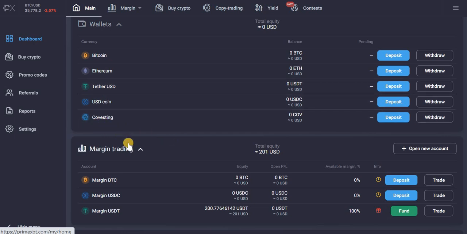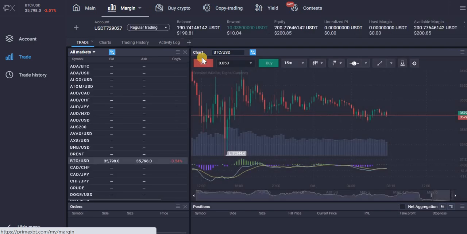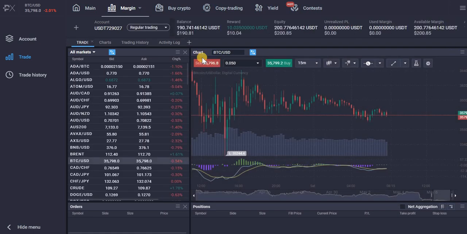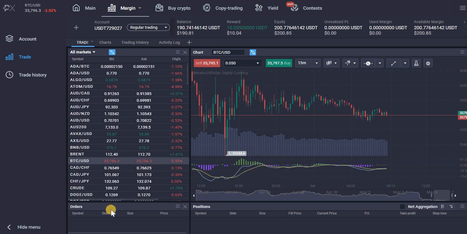In this video, I am going to use the margin USDT. As you can see, this is where my funds are available. So I will click on trade right here. You can see that right now I am on the margin tab, and this is exactly how the platform looks like. You can see the market section right here, the price chart. You can also include some indicators. At the bottom section, you can see your open orders and also any open position that has been placed.